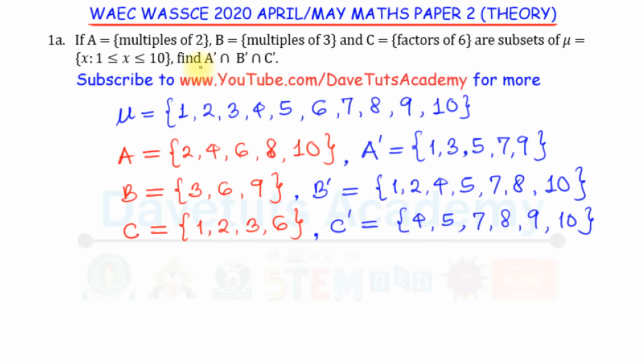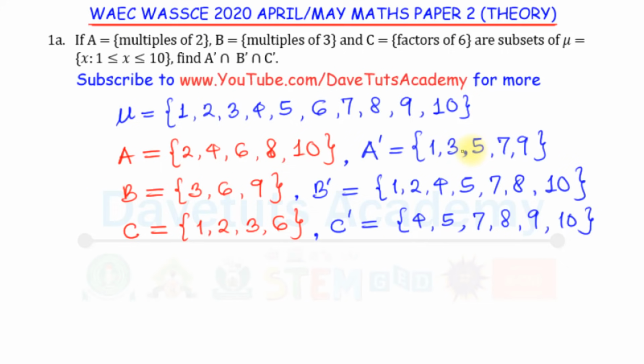Looking at what we are asked to find, we are asked to find the intersection of these 3 sets now: A complement intersect B complement intersect C complement. We need to look at the elements that are common to the 3 of them. That's why we're intersecting the 3 of them. So we can just look here. In the first case, we have 1. In the second case, we have 1, but it's not in the third case. So that is not going to be the answer.